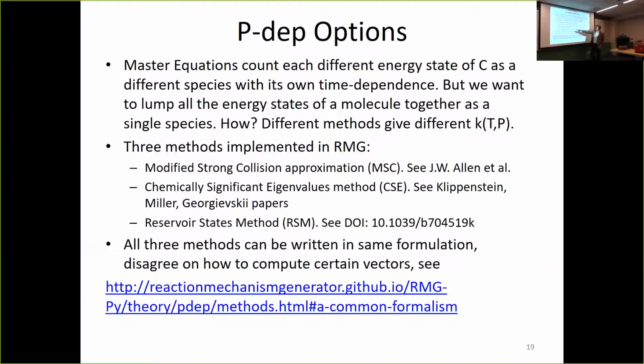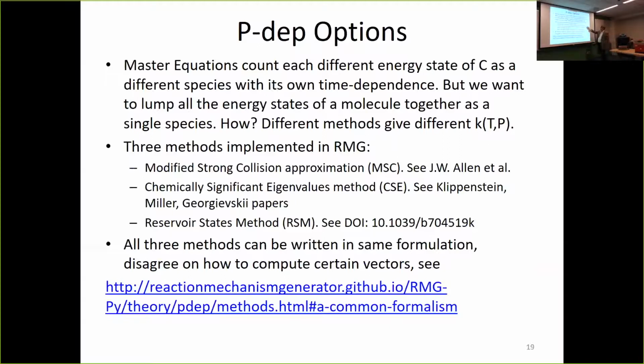And then Georgievskii more or less worked for Klippenstein and did some more improvements on it and wrote some of the software that implements this. So this method is called the Chemically Significant Eigenvalues method, CSE. And then independently, another guy, same last name as me, he's Green, but it's a different Green, wrote another method called the Reservoir State method about the same time. So there were 3 methods in RMG. There are probably other methods in the literature too. I've seen several other ones. But those 3 are in there.